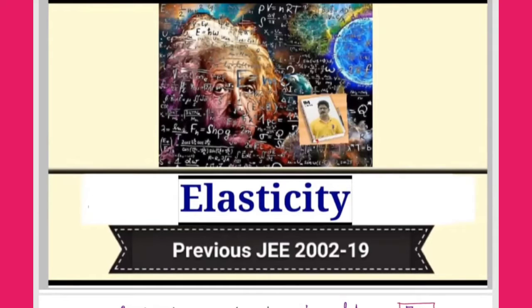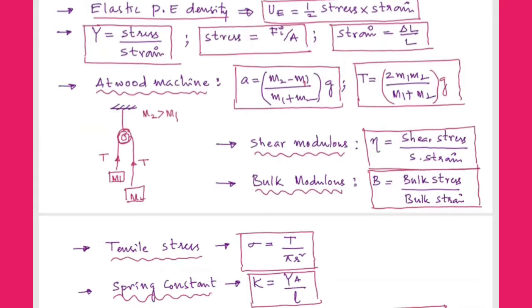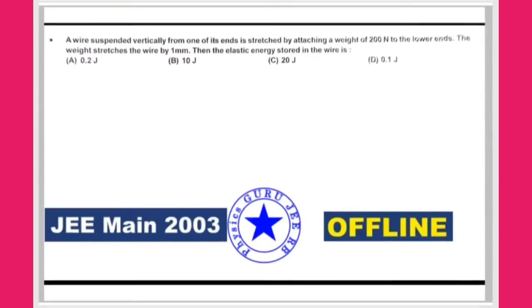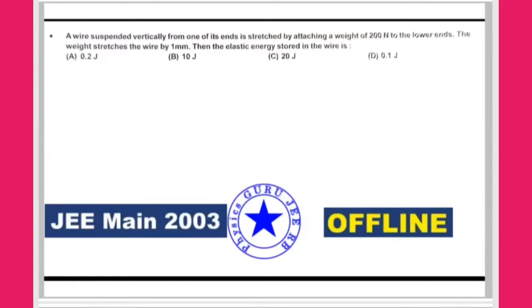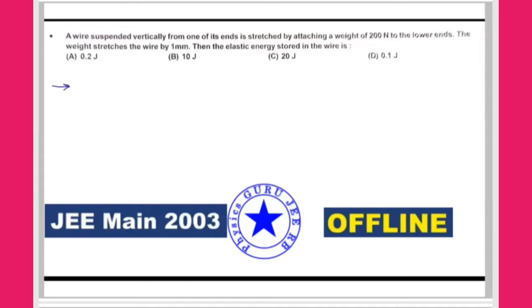So if you know these formulae and how to derive them, then we can directly do the questions of previous IIT JEE. Now let us start with the first question. A wire is suspended from one of its ends. Let me start the first question, which was asked in 2003 offline. A wire suspended vertically from one end. So let me take a suspended wire. I'll take this as the wire, right?